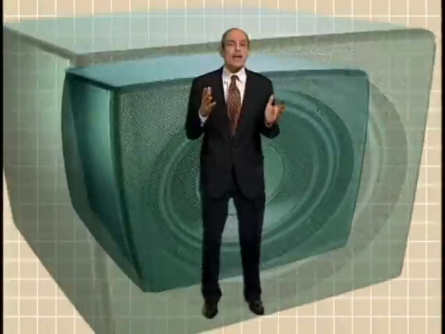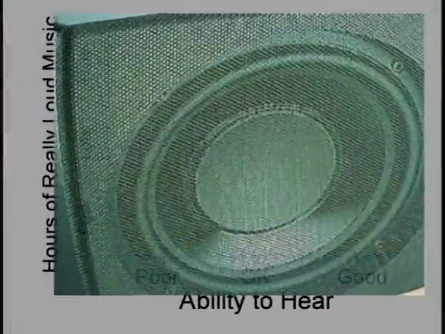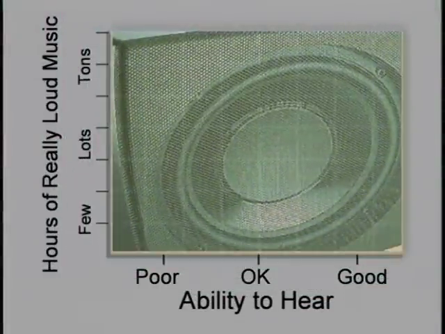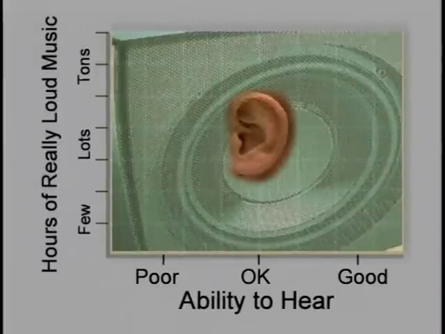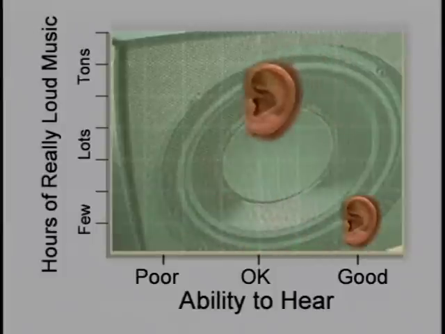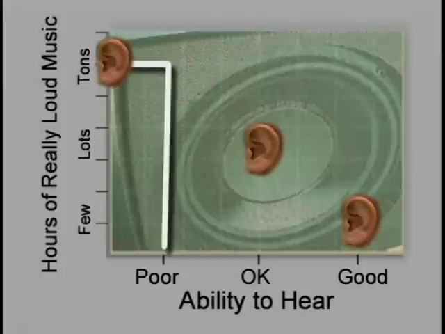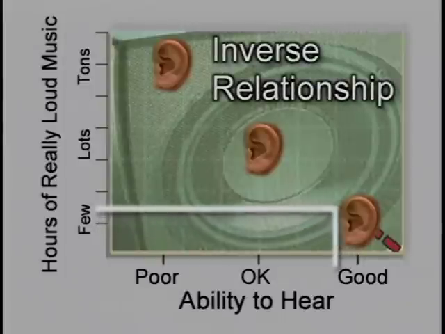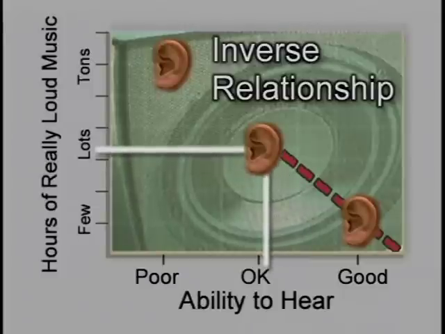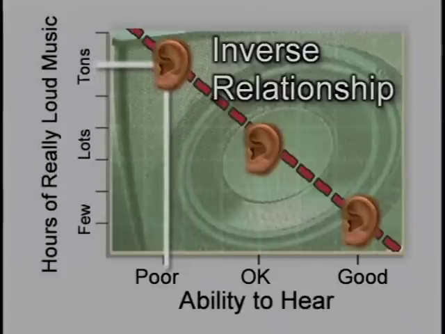The more hours of very loud music you're exposed to, research shows, the worse your hearing will be over time. Plotting it on a graph, you would have hours of loud music on the vertical axis, ability to hear on the horizontal. A few hours listening to super loud music, pretty good hearing. Lots of hours listening, no better than okay hearing. Tons of hours, poor hearing. So the variables on this graph move in opposite directions. As hours of loud music increase, ability to hear decreases. This is what's called an inverse relationship.